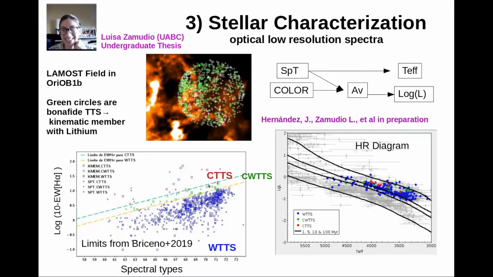We can separate classical and weak, and we can also obtain classical weak T-Tauri star, that is a class in the middle between classical and weak. Here you can also see the location of the bona fide T-Tauri stars, selected not only that have lithium in absorption, but also have a proper motion and parallax coherent with the region. And of course, the parallax and proper motion are from Gaia EDR3.